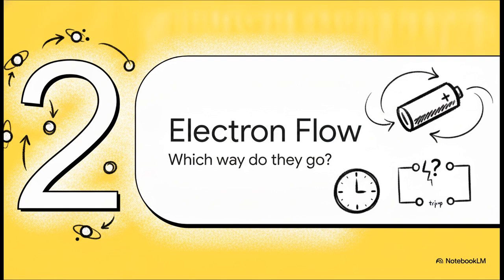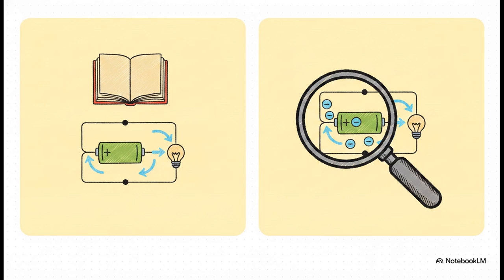Flow, electrons versus current. Which way do they actually go? Before we look at the chemistry, we've got to address this historical quirk in physics that trips up almost every single student. If you've ever looked at older textbooks or wiring diagrams, you might have seen arrows pointing from the positive terminal of a battery to the negative terminal. That is called conventional current. It was the original theory of how electricity worked, and honestly, it's still widely taught and used in engineering today.